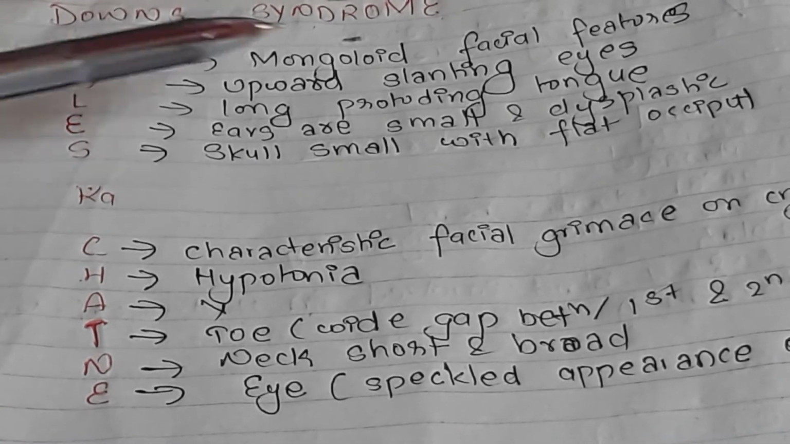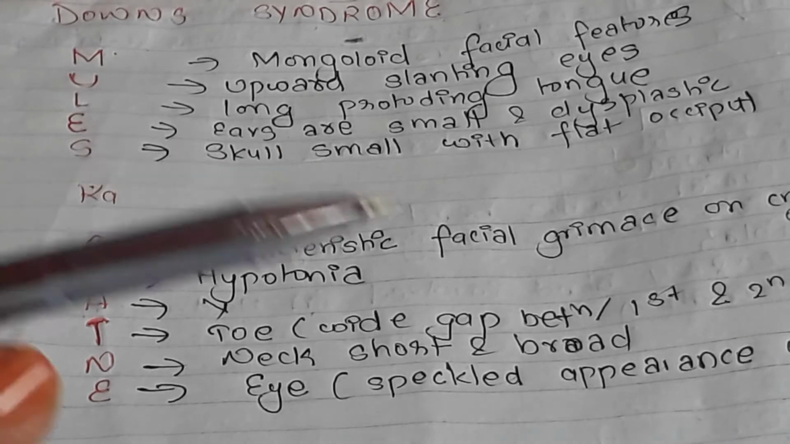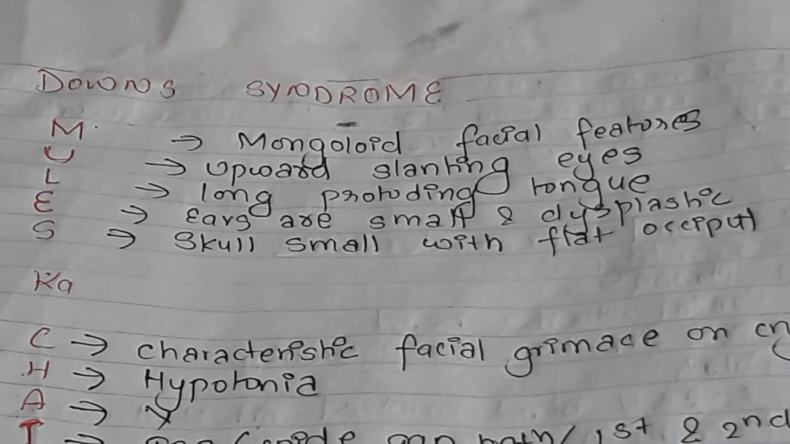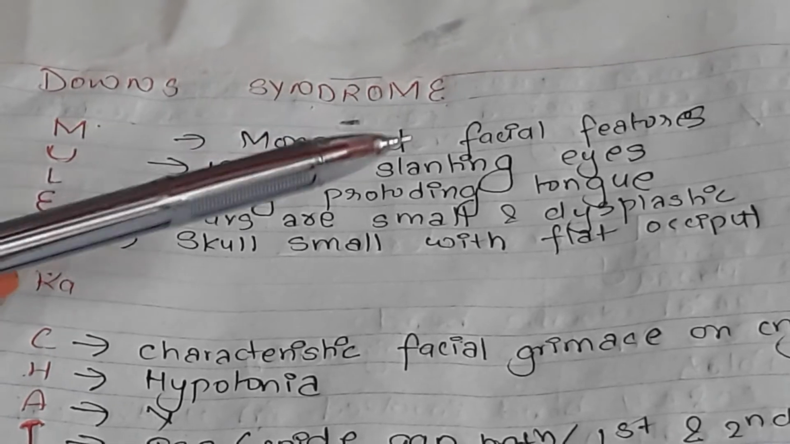So M stands for mongoloid facial features. If there's anyone who doesn't know what mongoloid facial features are, you can just go and type in Google mongolian face, then you will understand what they are. U means upward slanting eyes. Think about a Japanese or a Chinese person, and you will see the way the eyes are made. That is known as slanting eyes. So upward slanting eyes means epicanthal fold above your eyes. L stands for long protruding tongue.